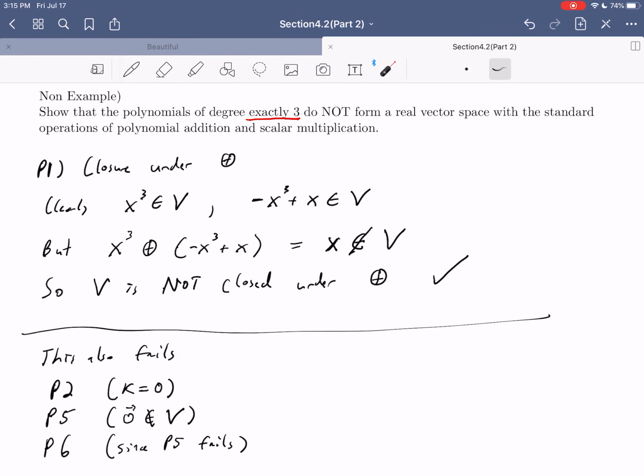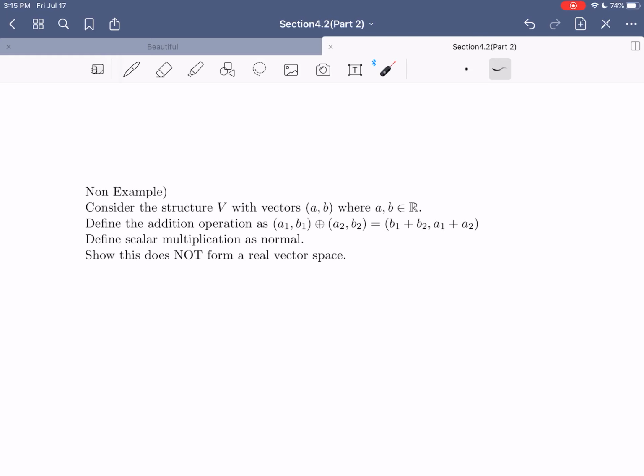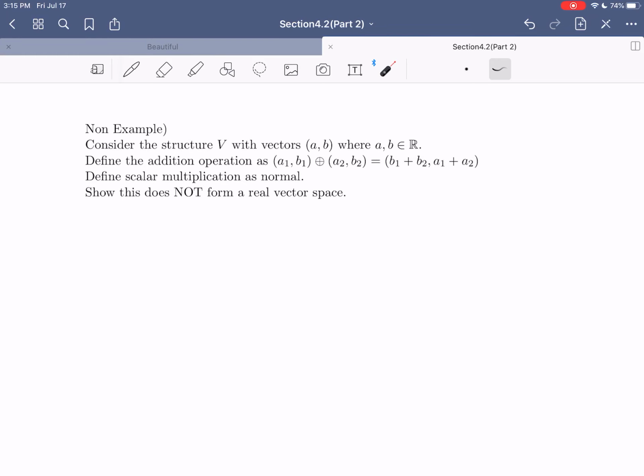Okay, let's go ahead and take a look at some other non-examples that involve non-standard operations. So for the next one, we have our vector space V that has elements (a, b), where a and b are in R. So in other words, they're two-dimensional vectors, or if you want, you can think about them as ordered pairs.